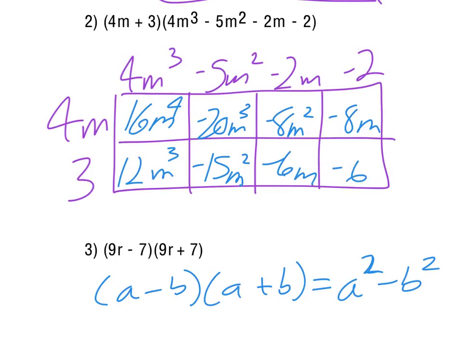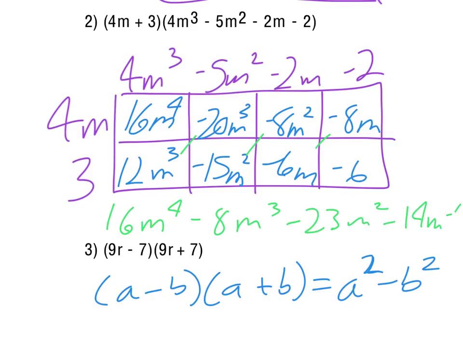Now we are going to have several pairs of like terms here, the m cubes, the m squareds, and the m's. Starting with our highest degree though, we have 16m to the 4th minus 8m cubed minus 23m squared minus 14m minus 6 is what we're looking at.